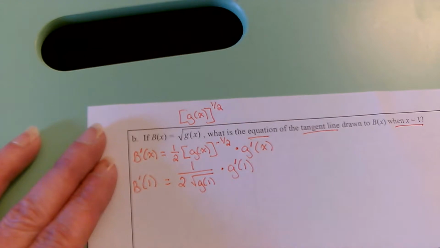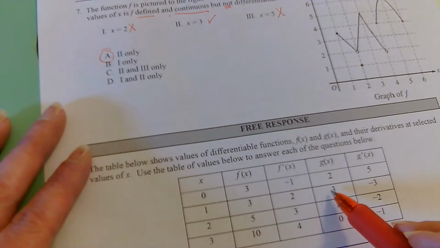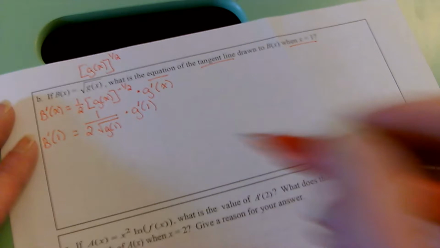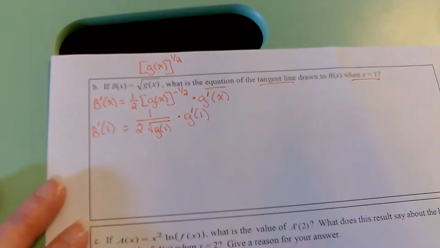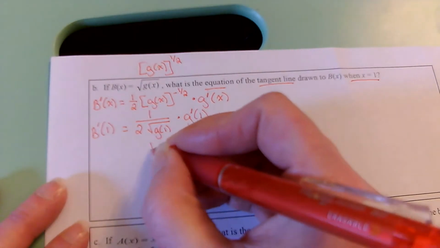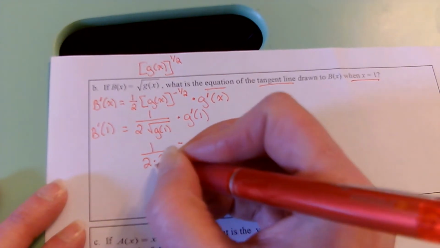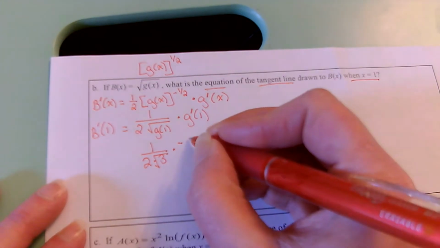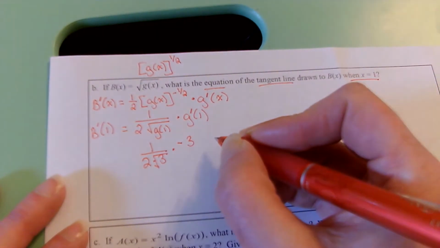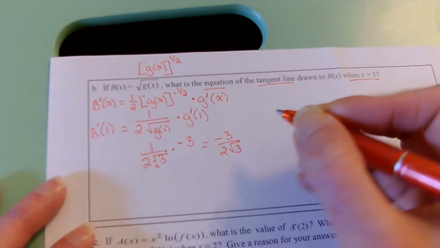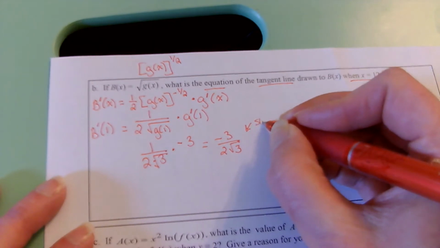So g of 1 and g prime of 1. I need to know both of those. G of 1 is 3 and g prime is negative 3. So g of 1 is 3. Whoops, hold on. I hope I didn't lose all of that. G of 1 was 3, so this is 1 over 2 times 3, times the derivative, which was, oops, I forgot the square root. G of 1 was inside the square root, negative 3. So this is negative 3 over 2 root 3. That's the slope of the tangent line.